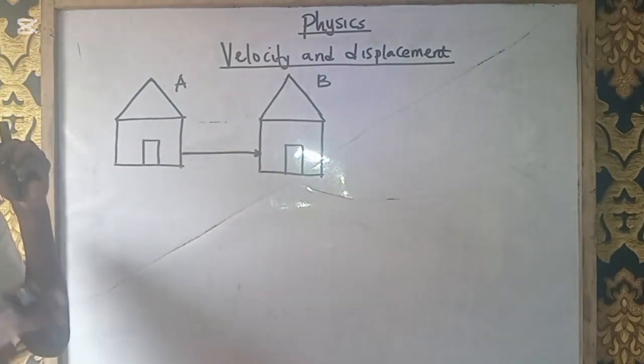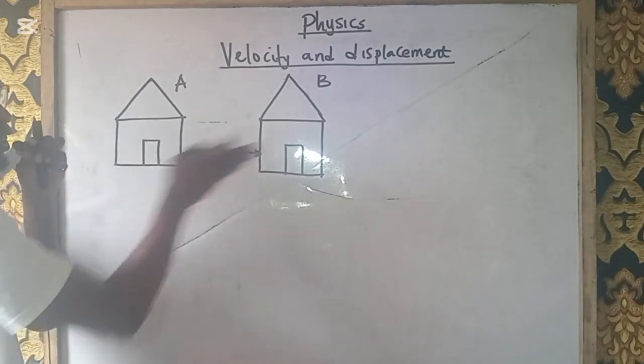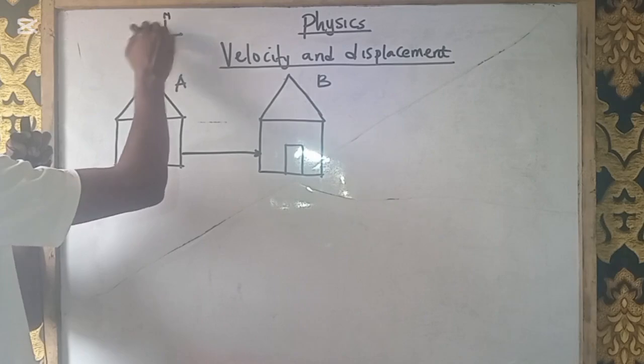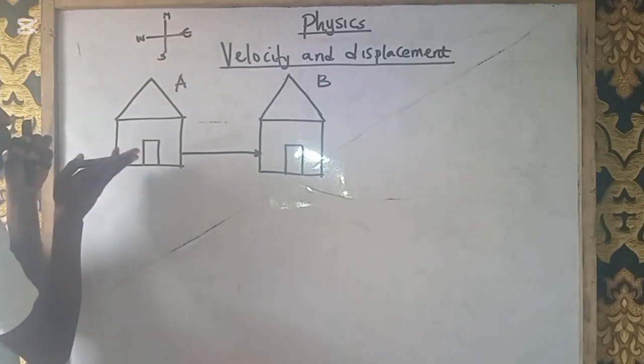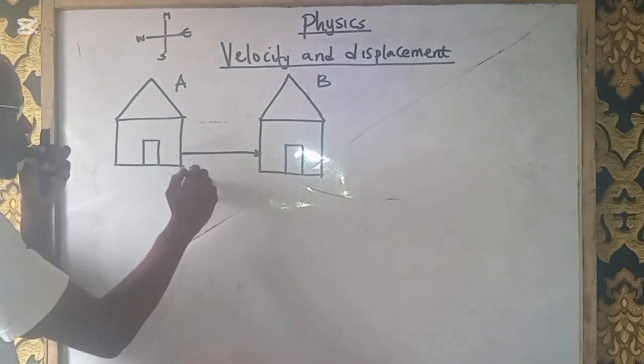Do you get it? The shortest distance from house A to B is referred to as displacement, but there must be a direction. Because if I do the direction of this now, I can say that I'm moving forward to the east direction. Because from the cardinal points, we have north, south, west, and what? East. So that means I'm moving from A to B in the east direction. So this is displacement.